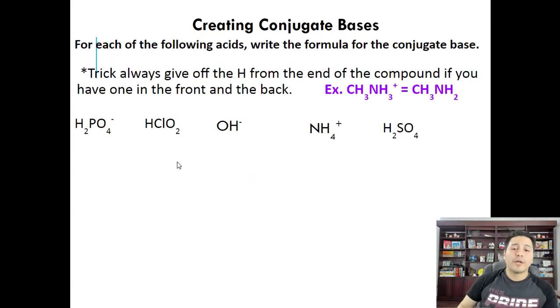So let's create some conjugate bases ourselves. So let's take a second and let's go ahead and practice these ourselves. Remember, here's a neat little trick you guys are going to do. If you ever have a molecule that has a nitrogenous base in the end, that means that you're going to have a hydrogen there, right? And if you have a hydrogen in the end and you know it's a base, you're automatically going to lose a hydrogen from that base.